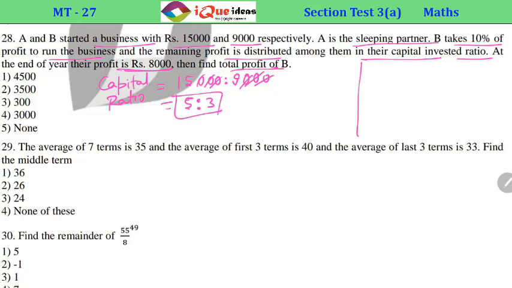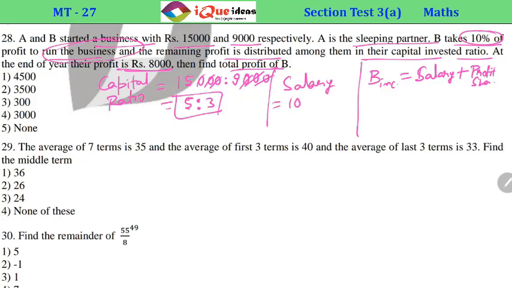All right. B also takes 10% of profit to run the business. So B's income will be in two parts, right? It will be salary for working plus the profit share. Now salary is straight away equal to 10% of the total profit, that is 8,000, which is equal to 800.